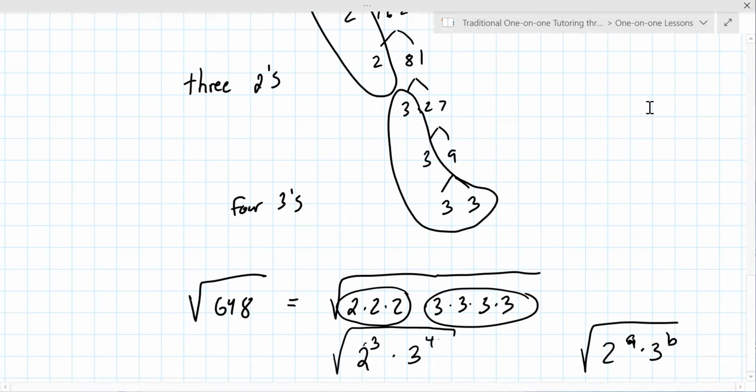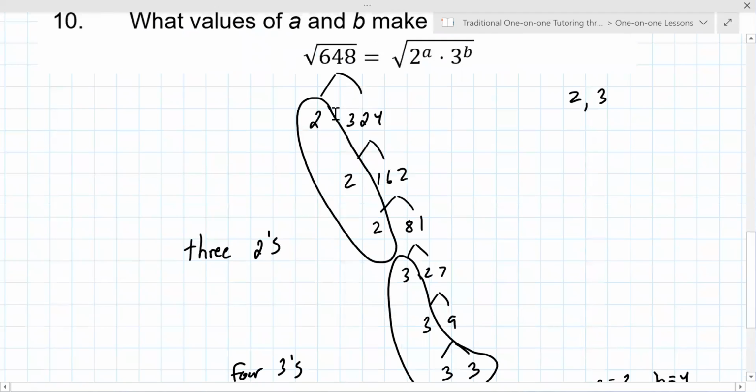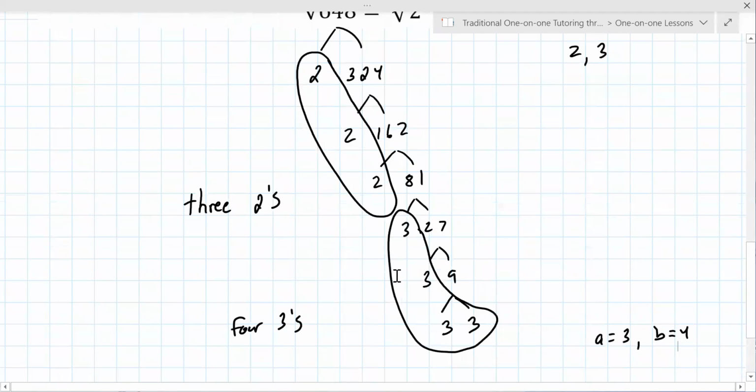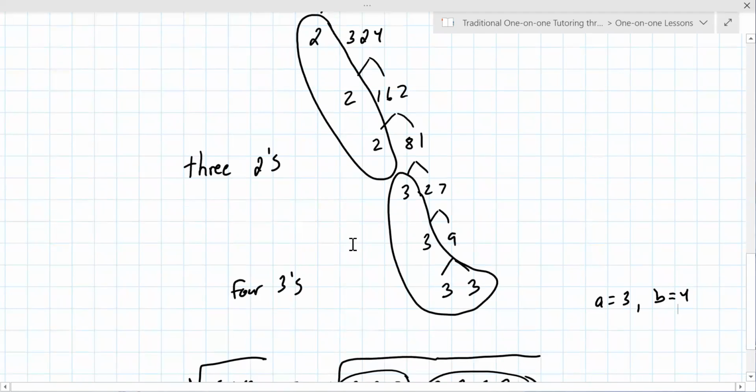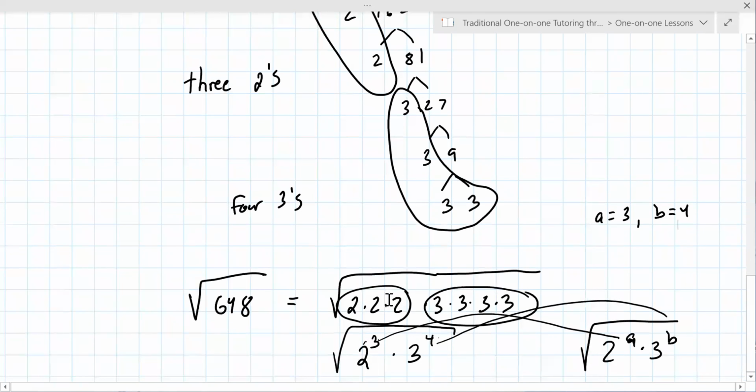Oh, so how many times did we get both numbers? Exactly. So in your problem, a is 3 and b is 4. It comes from the same thing we did in all the other problems. We built this tree. This time, rather than bringing numbers out, I had you just write them under the root, and then you just count them.